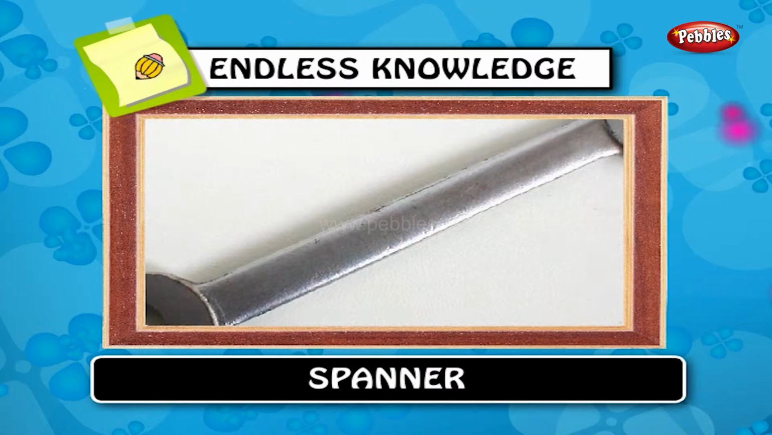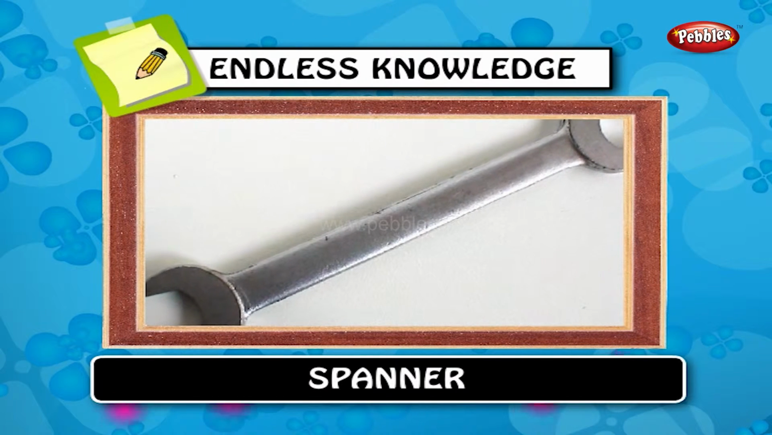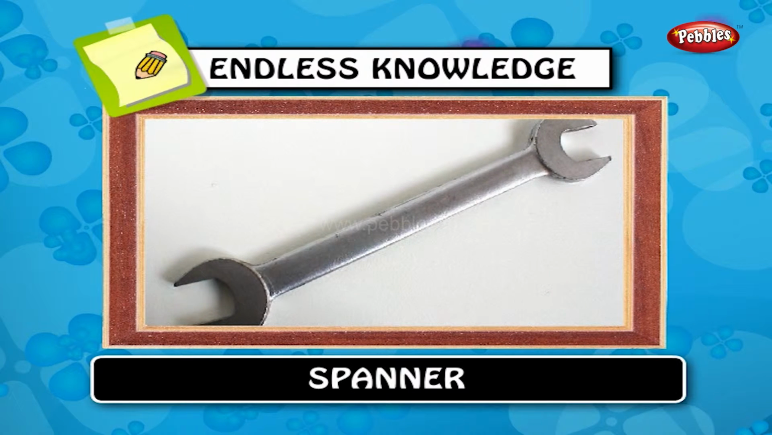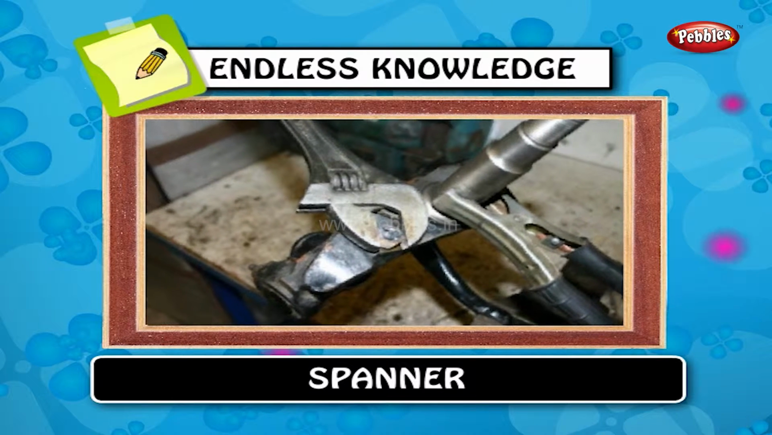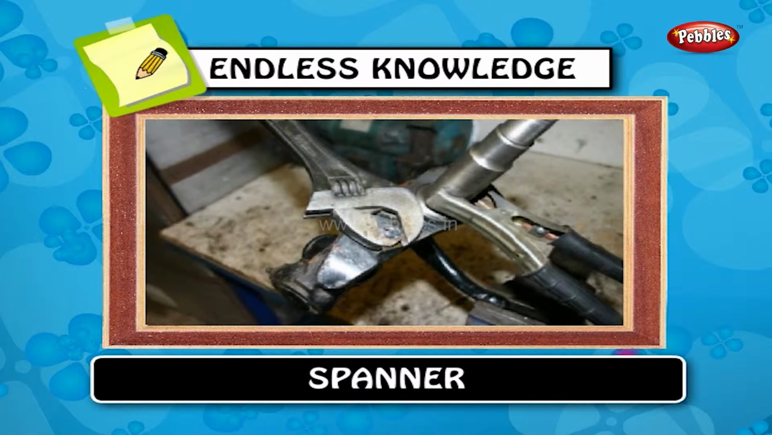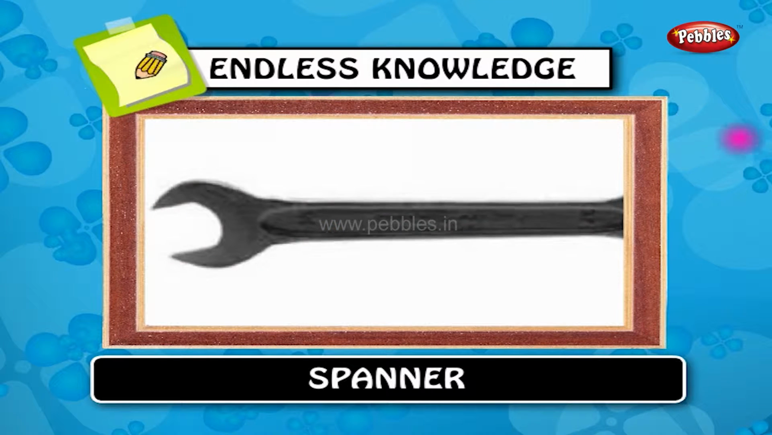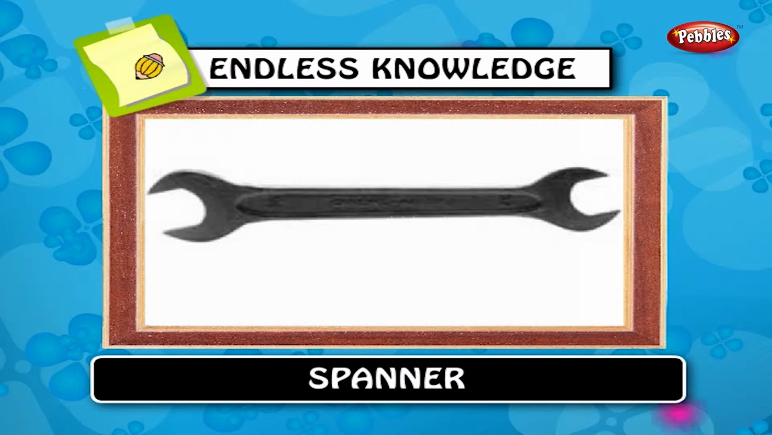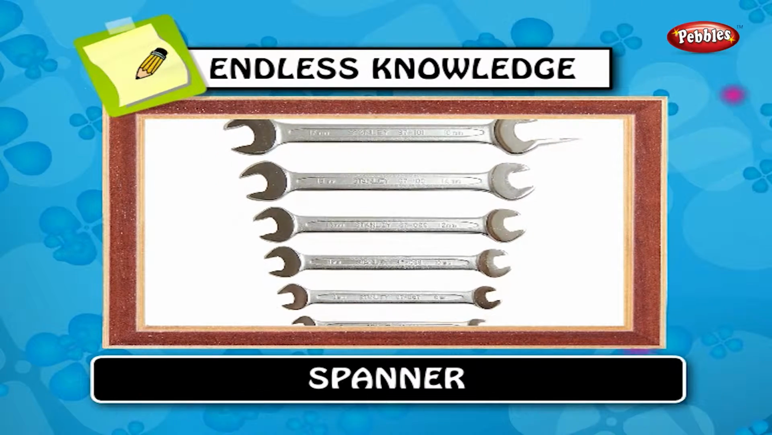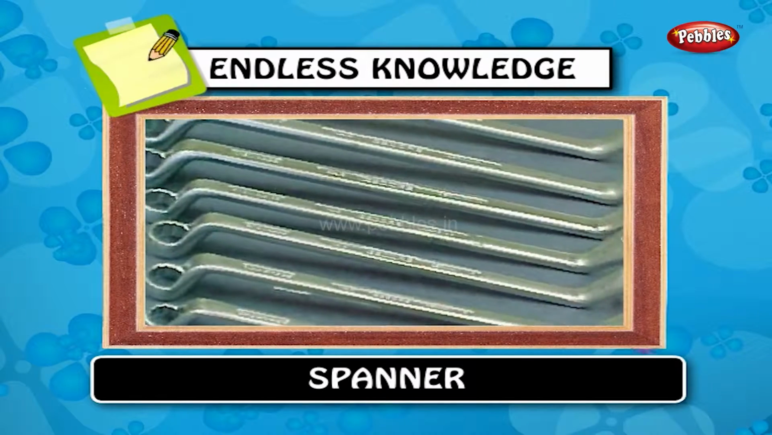Spanner. A wrench or spanner is a tool used to provide a mechanical advantage in applying torque to turn bolts, nuts, or other items designed to interface with a wrench. Spanner is the standard term. The most common shapes are called open-ended spanner and ring spanner.